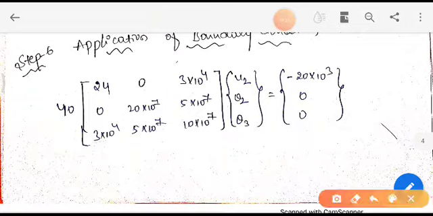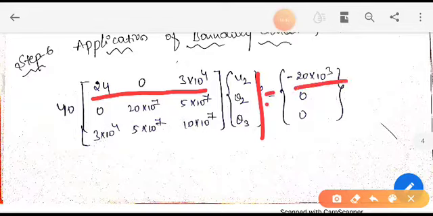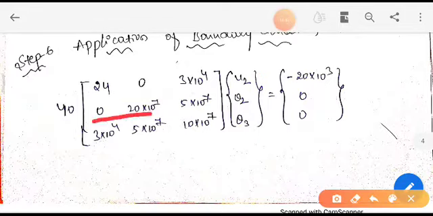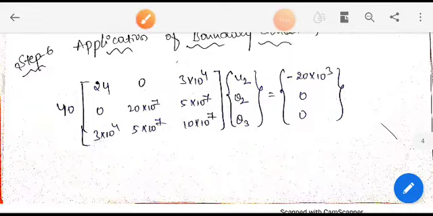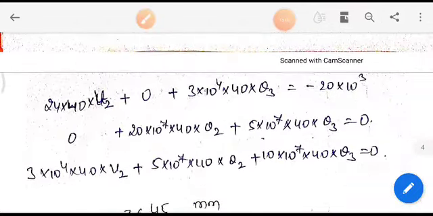Now we need to solve this matrix. If we solve that, we will get the displacements and slopes. v2 is the displacement, and theta 2 and theta 3 are the angular displacements we will get. How to solve this matrix? First we multiply a row and column, which is equal to this one. Next we multiply the row along with the column, which is equal to 0. Next we multiply row and column, which is equal to 0. If you do so, we get the three equations. If you solve three equations with three unknowns using a calculator, you can directly get the answers.